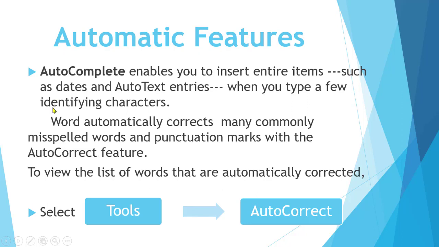There is another feature, that is autocomplete. Autocomplete enables you to insert entire items such as dates and auto text entries. When you type a few identifying characters, Word automatically corrects many commonly misspelled words and punctuation marks with the autocorrect feature. Students, to view the list of words that are automatically corrected, select Tools menu and then Autocorrect option.